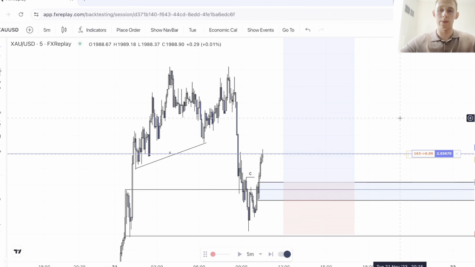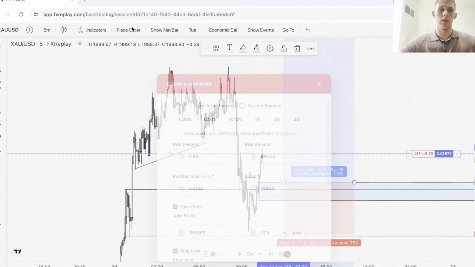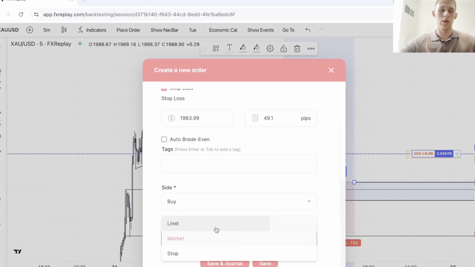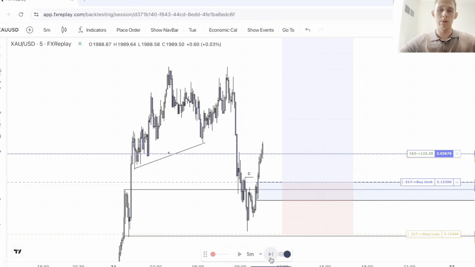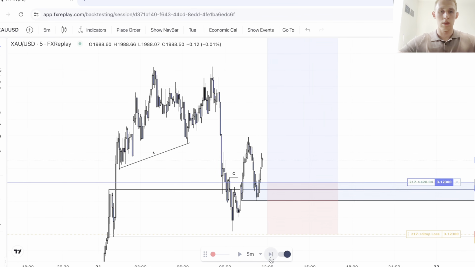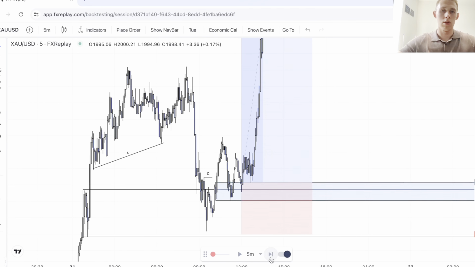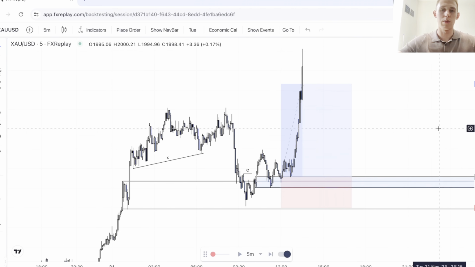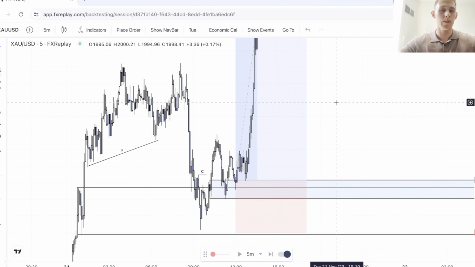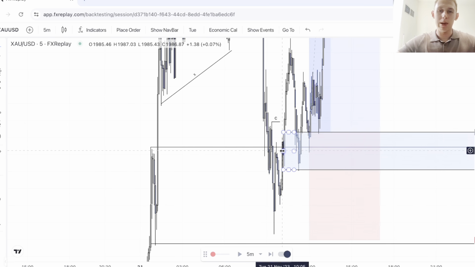That was meant to be a limit. Cool, there we go. Very nice. Price pretty much flew straight to the take profit. Entry could have been a little bit better. Price came and swept the bottom of the demand instead.